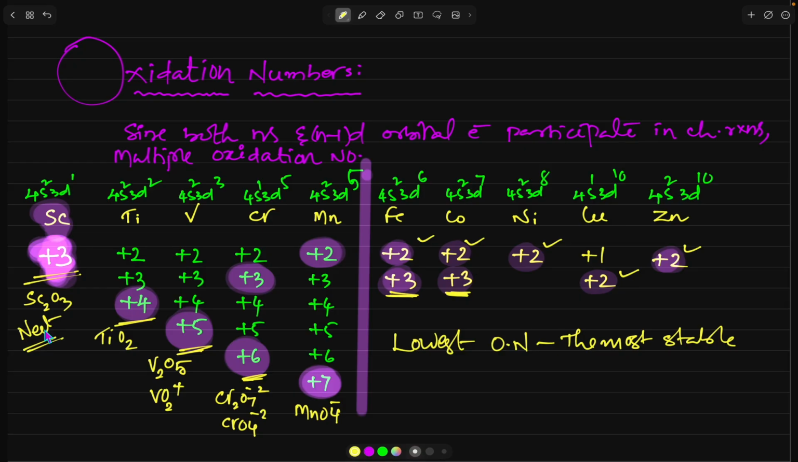Okay, so we'll see how exactly it works. One more point to be noticed here. The point is the difference between d block elements and transition elements.